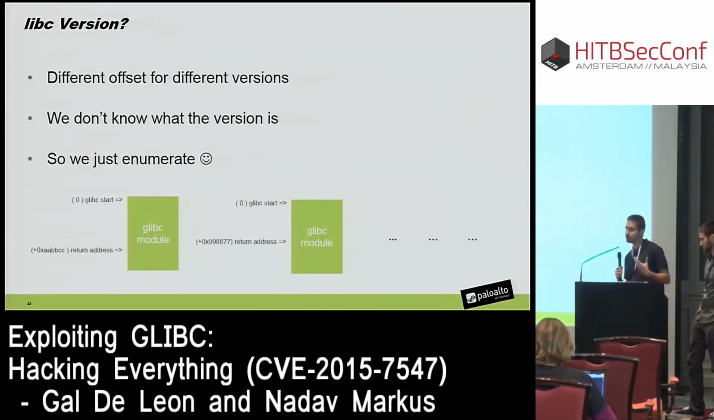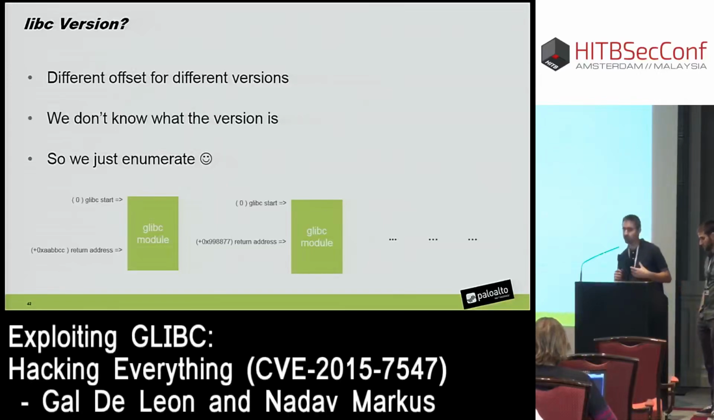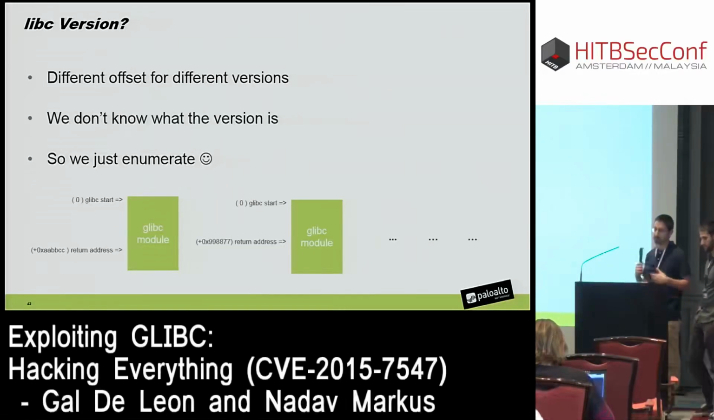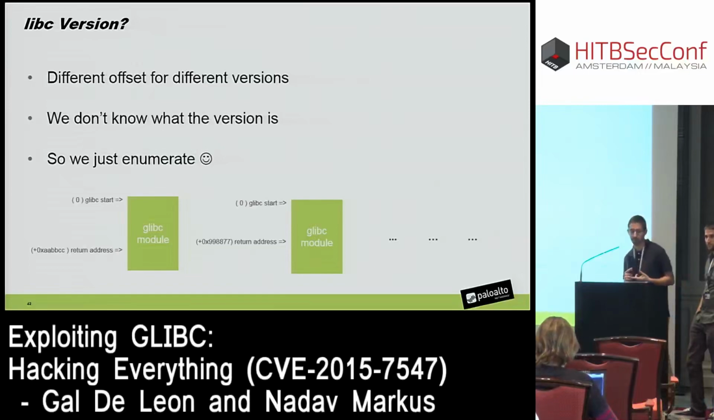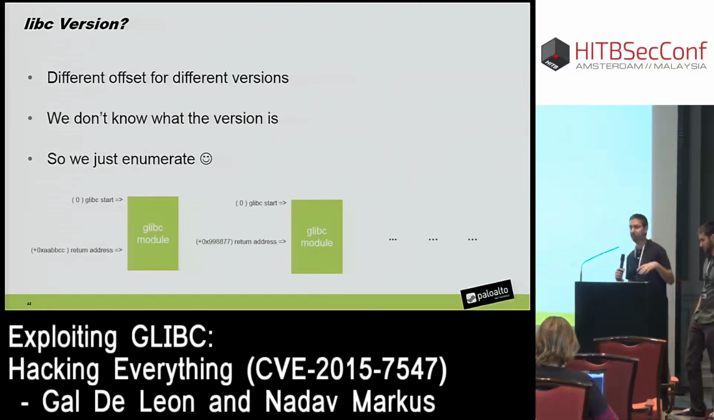But the thing is that we don't know what the libc version of the victim is. Each of these versions, since it's compiled differently, has different code, which results in different offsets, both to the base of libc from the return address of getEditor.info and to the gadgets that we need. So basically, we took all the vulnerable versions of libc and computed the offset to libc base and to the gadgets for each and every one of these libraries. And then we just enumerate.